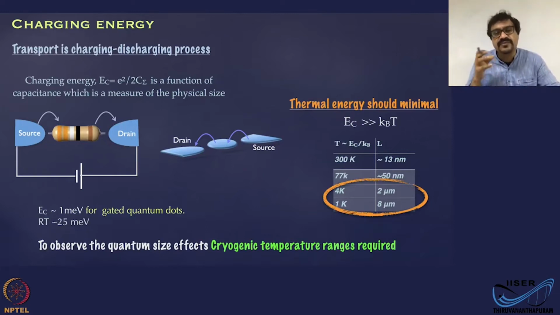Now, from basic electrostatics, you know that to add a certain amount of charge to a certain material with a certain capacitance, you need to apply a certain energy. That energy is generally called the charging energy, which is given by this equation, e squared by 2 C sigma, where C sigma is the self-capacitance of that body.